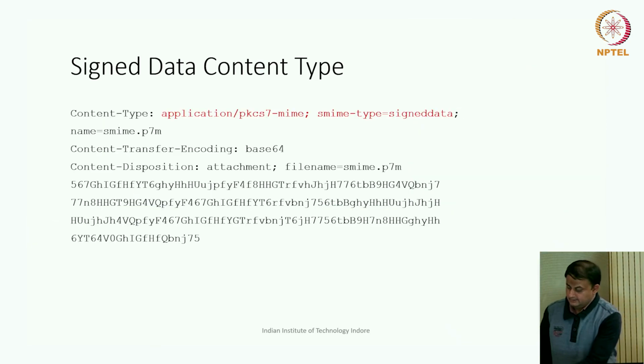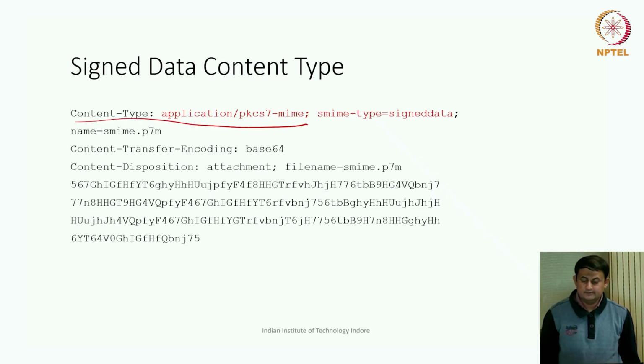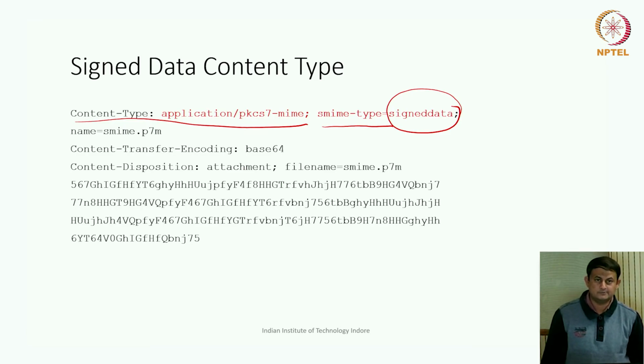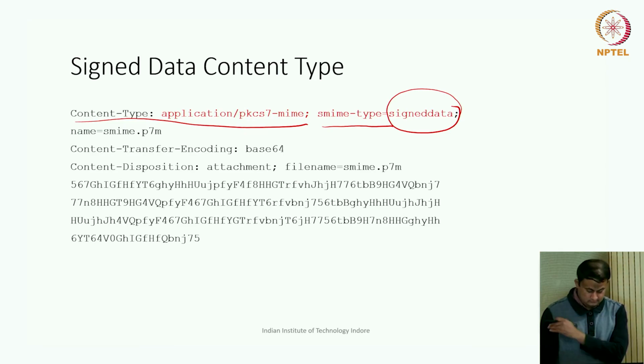If you look at the signed data in the email MIME communication, the origin might look something like this. The content type itself is identified by the application, this PKCS. PKCS stands for Public Key Crypto System, and the SMIME type, SMIME stands for Secure MIME, is the signed data. Here is the signed data. So I am not only calculating the hash, but also signing that using the private key in order to establish the authenticity, or who exactly is sending the email itself.